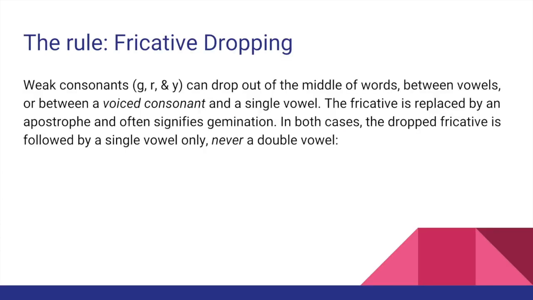So, fricative dropping, the rule is that weak consonants, G, R, and sometimes Y, can drop out of the middle of words, between vowels, or between a voiced consonant and a single vowel. The fricative is replaced by an apostrophe in that case, and that often means that there's gemination in the word. In both cases, the dropped fricative is followed by a single vowel only, never a double vowel. So we'll give you some examples in the next slide here.